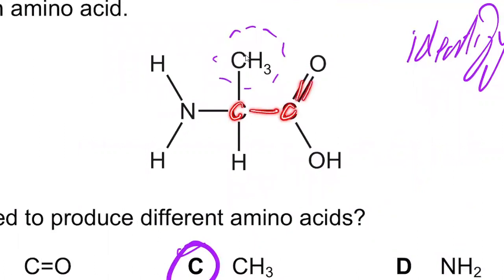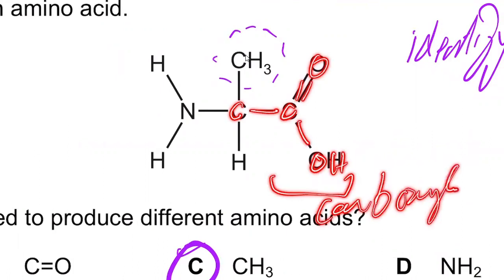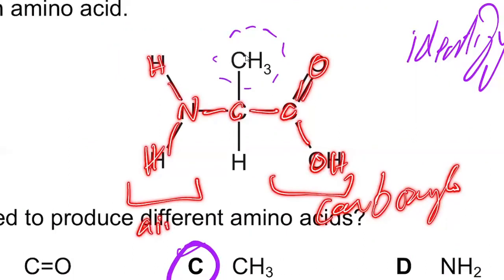The center carbon is identified with the C double bond OH, which is the carboxyl end of your amino acid. This is the carboxyl end of the amino acid. The same carbon will have the amine end at the opposite end. So that's the amine end. So we know that this is our central carbon, and this carbon will have the third bond with the hydrogen.